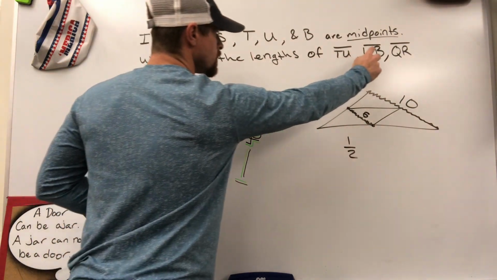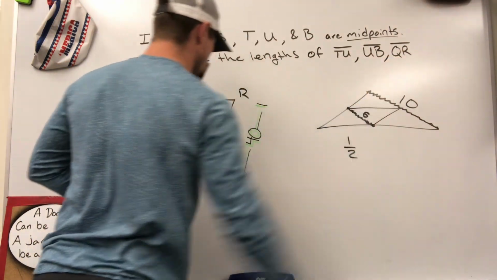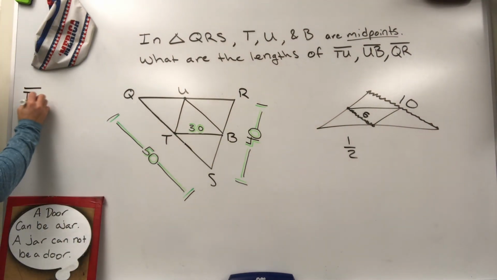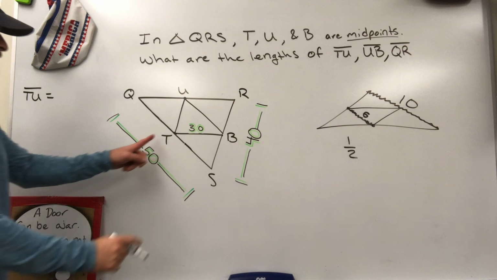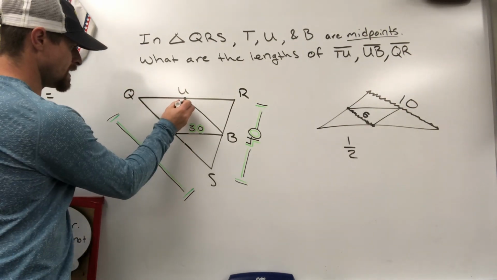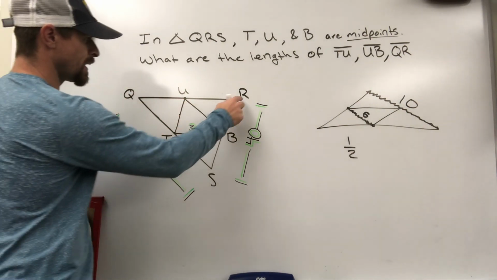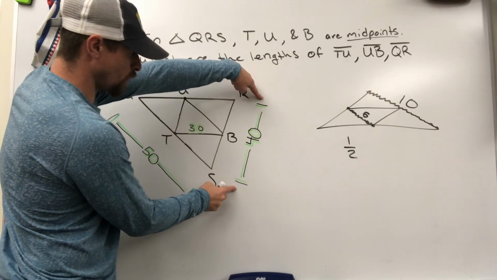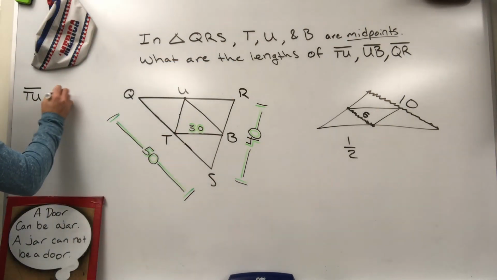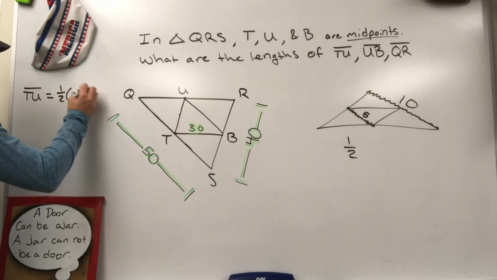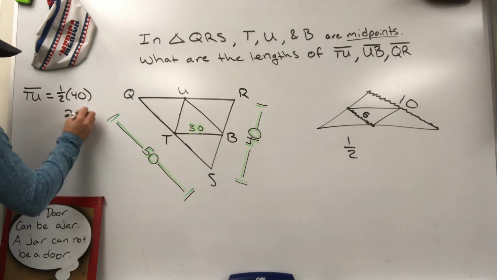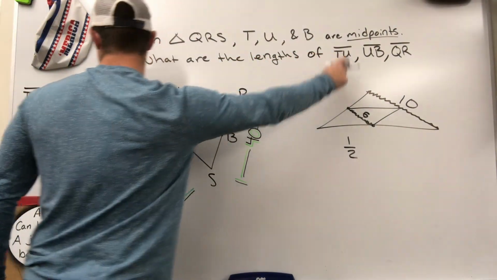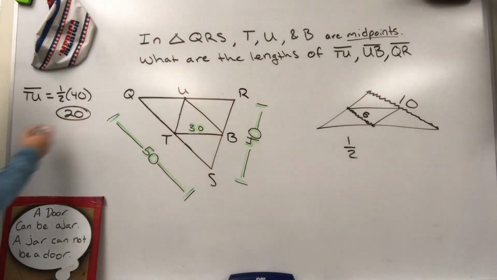So let's use that information in this problem and see if we can answer what segment TU, segment UB, and segment QR are. So segment TU, let's figure out what that would be. TU is this line right here. It is parallel with RS, and they're telling us RS is 40. So all we have to do is take 1/2, multiply it by 40, and that gives us 20 units for TU. Line segment TU is 20 units long.